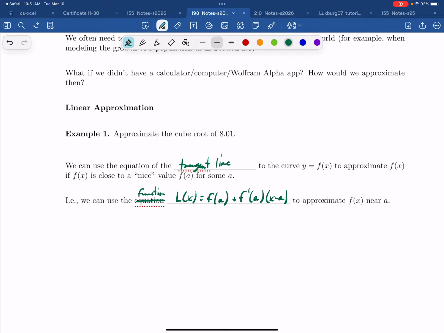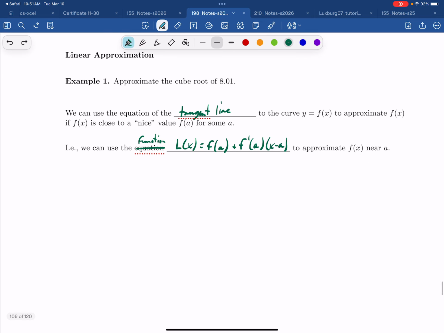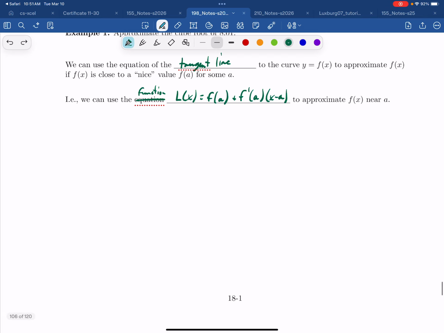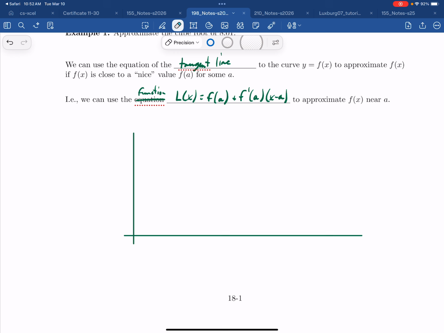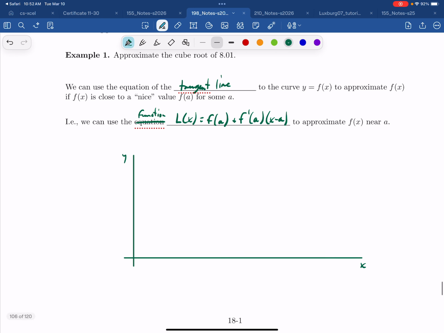Now, what do I really mean? Well, if you just call L of x y instead, you'll notice that we're talking about just the equation of a line, the tangent line at the point a comma f of a. So here's an example of what is happening. Suppose I asked you to approximate the cube root of 8.01. Right? Approximate the cube root of 8.01.